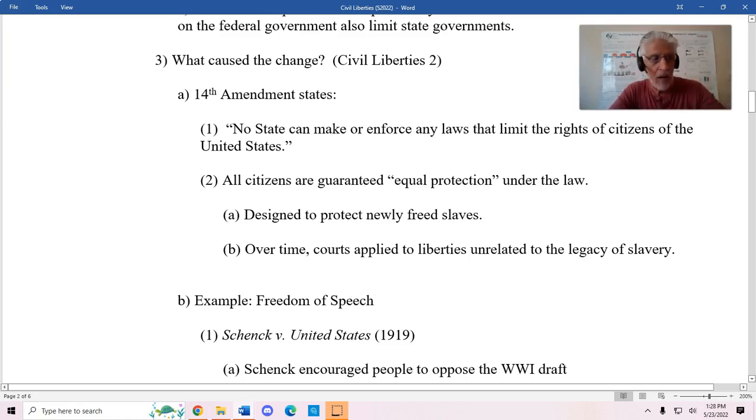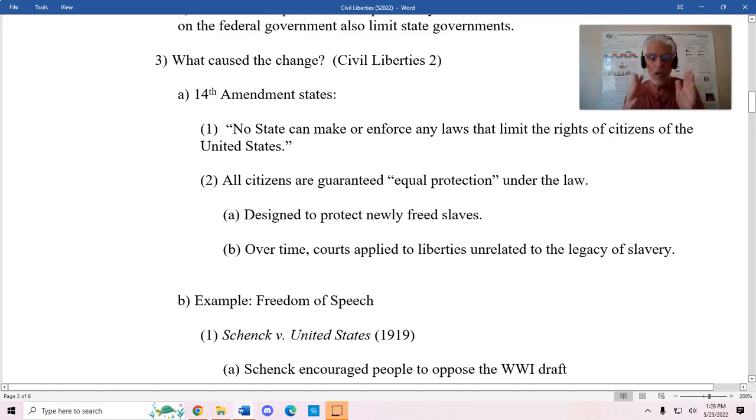What changed? How come, even though the First Amendment says Congress shall make no law limiting all these different freedoms, including freedom of speech, why does it now apply to state governments? Again, the courts have done this. But as I said before, they didn't do it in one big decision where they decided that all limitations on the federal government apply to the states. They did it one limitation at a time.